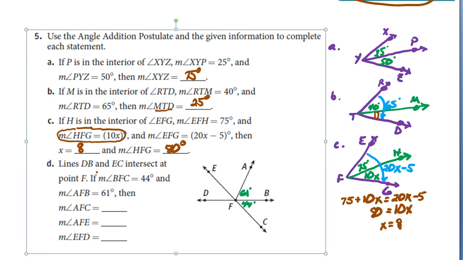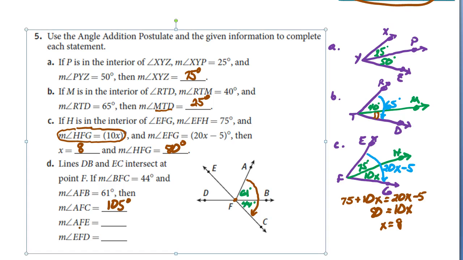Question D. Lines DB and EC intersect at point F. So here we see that line and that line intersecting at point F. If the measure of angle BFC is 44, there to there, so 44 right in between, and AFB is 61, so AFB right in here, 61, then find these three angles. So the measure of AFC, we're looking for this angle. Looks like we can add those two together. That's 105 degrees.